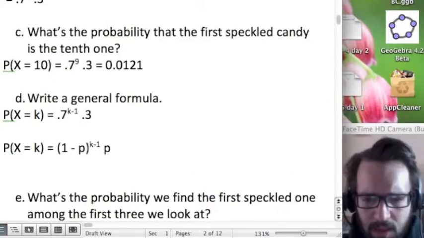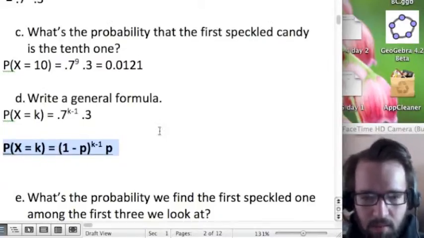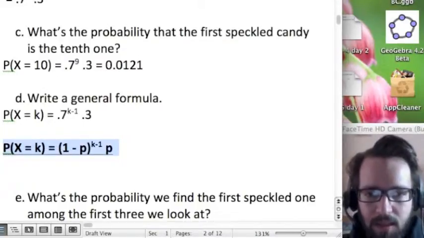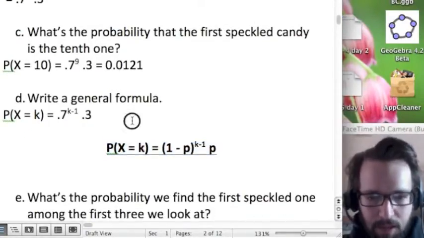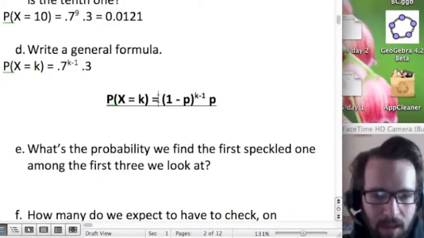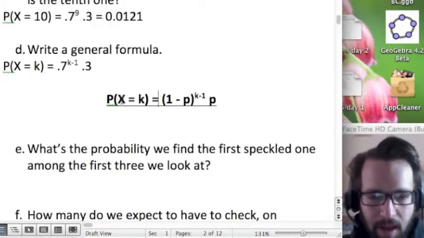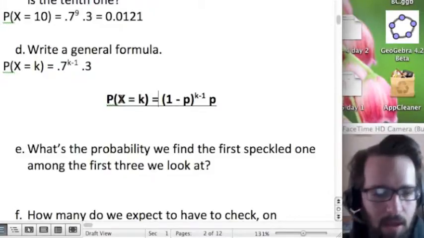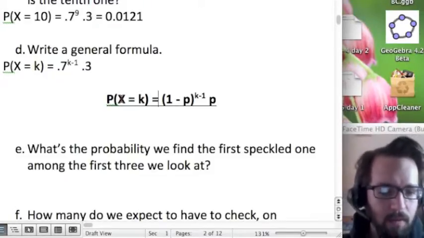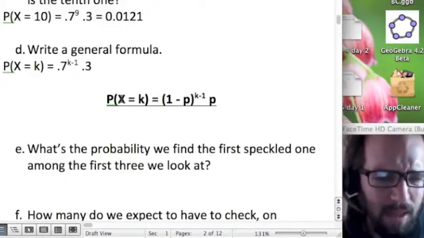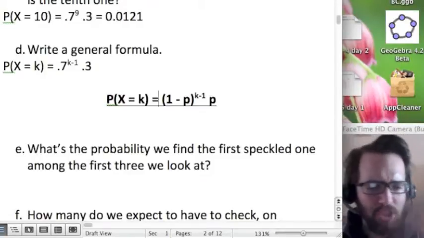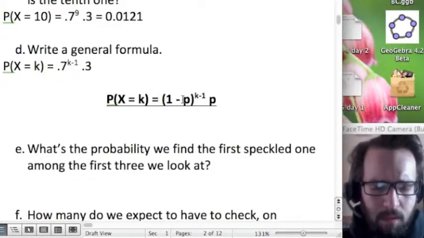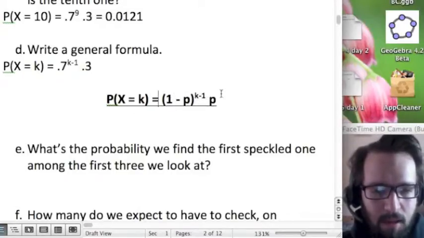Okay, so this is a general formula. Let me make that awesome. Can I center it? That was pretty awesome. So my general formula is the probability that x equals some number, my random variable, when I see my first speckled candy, or when I see my first widget coming off the factory line that doesn't have the right widget-esque on it, or whatever. The probability is 1 minus the probability to the k minus 1 times P.